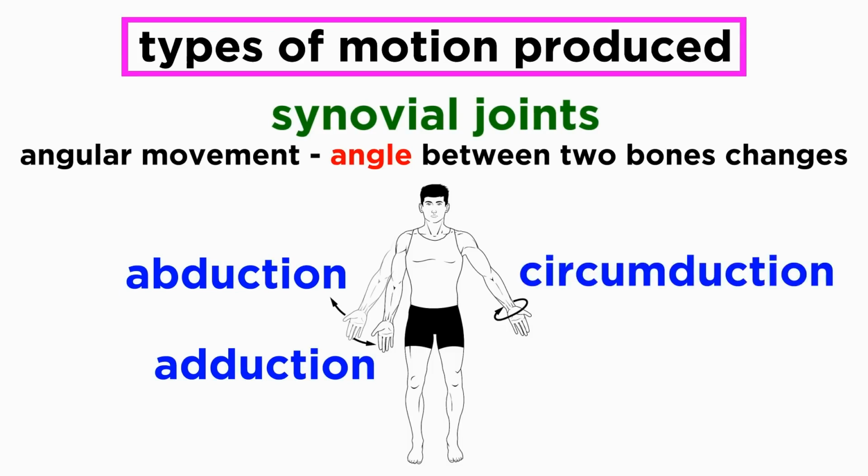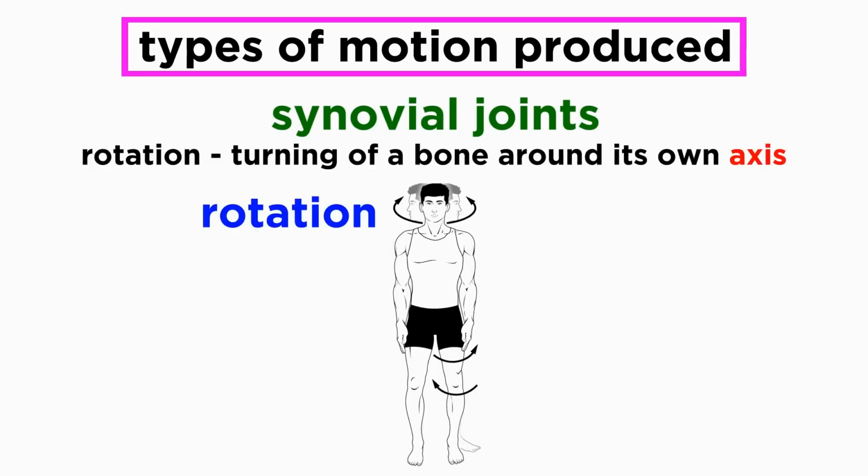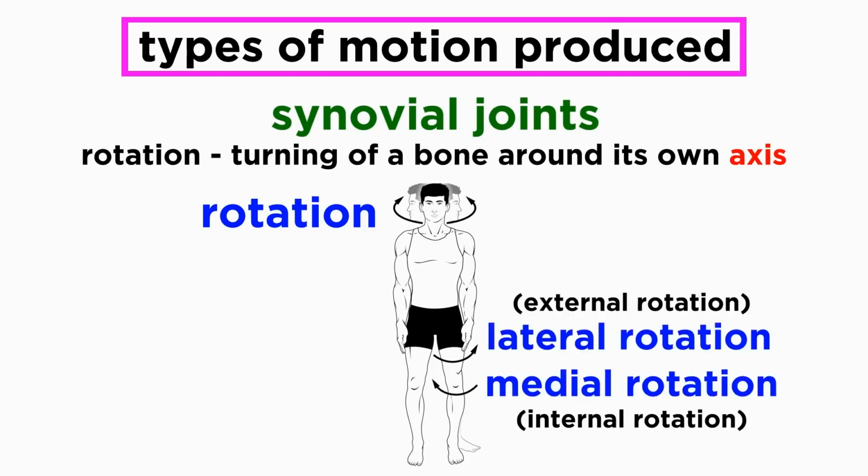Circumduction involves making circles with a limb, such as arm circles. And lastly, rotation involves the turning of a bone around its own axis. This happens at hips and shoulders, and it can be categorized as either internal rotation or external rotation.